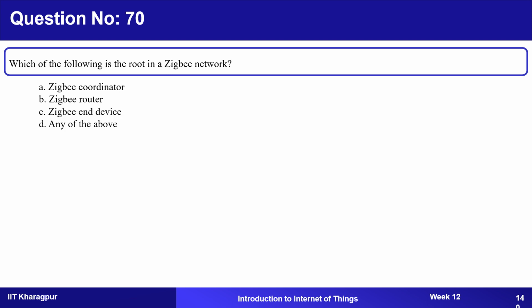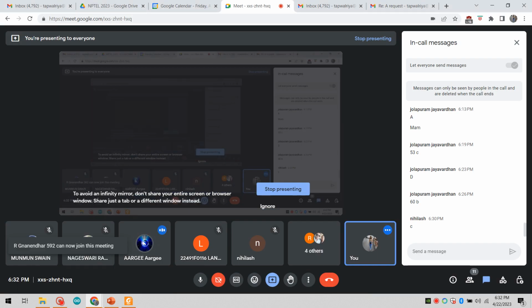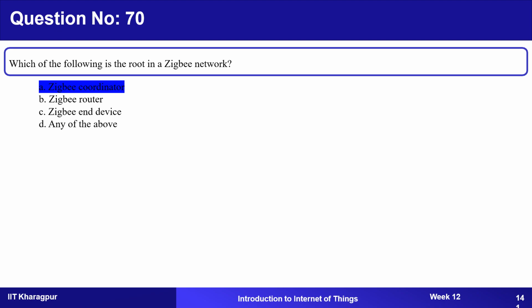Next question: which of the following is the root in a ZigBee network? Options are ZigBee coordinator, ZigBee router, ZigBee end device, none of the above. It should be the router. Yeah, ZigBee coordinator is the root.